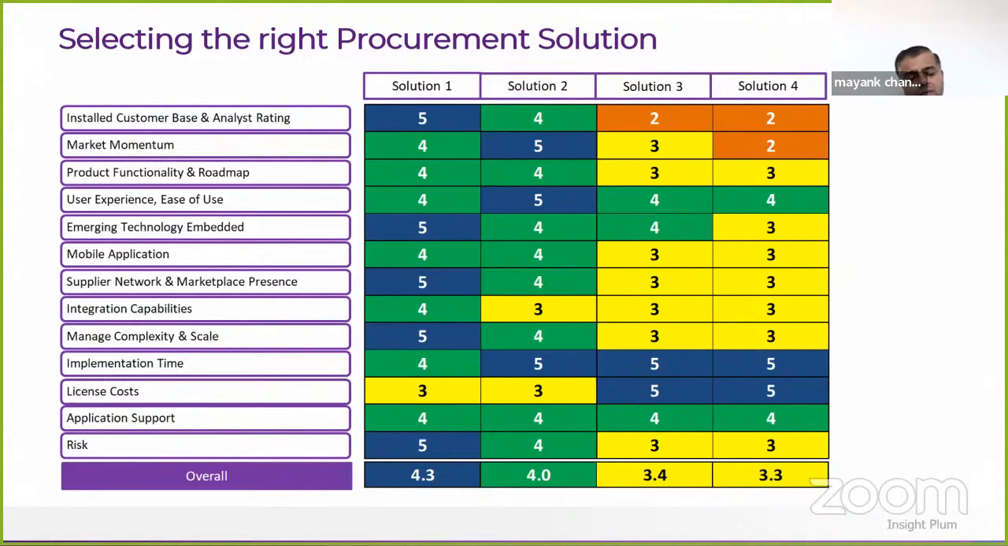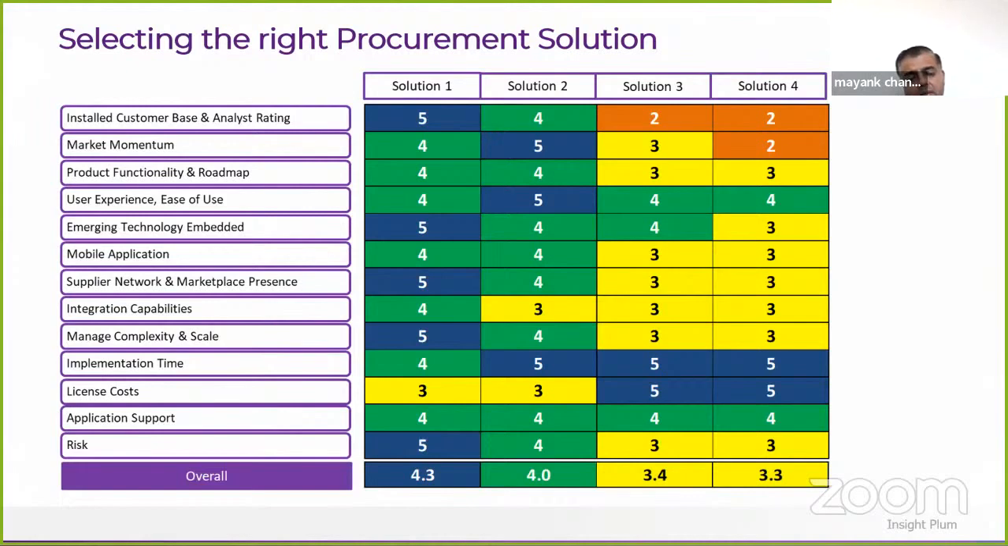Implementation time is another key factor. I talked about this earlier. Costs, again, license cost alone should not be the only parameter, but ultimately this leads to a more effective total cost of ownership. So license cost is a significant factor, but when you combine it with all the other factors, that's when you really should make a decision.